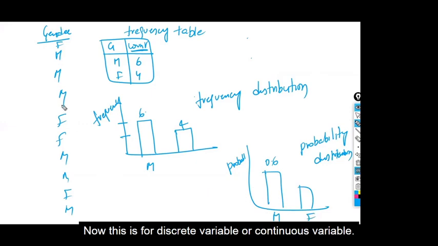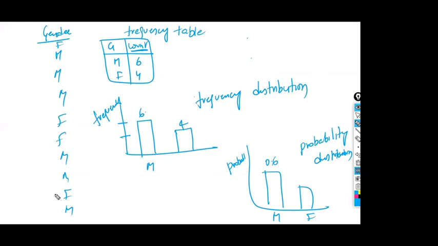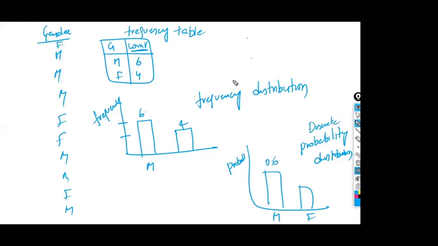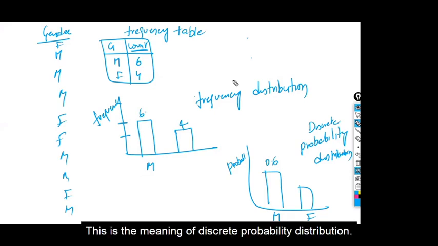Now, this is for a discrete variable or a continuous variable. So this is called a discrete probability distribution. If it is for a continuous variable, it means continuous probability distribution. Clear? This is the meaning of discrete probability distribution.